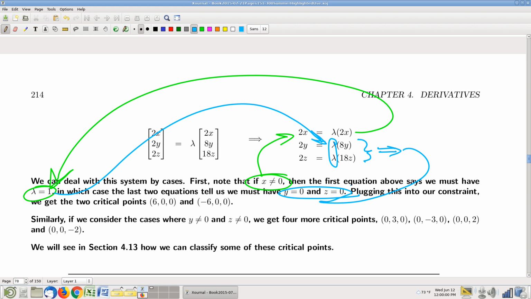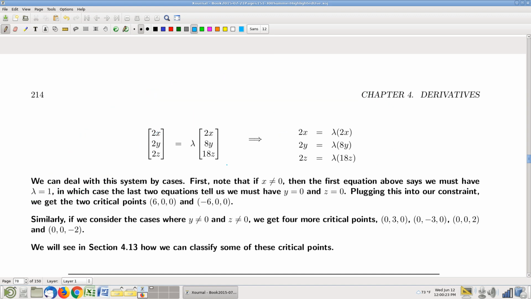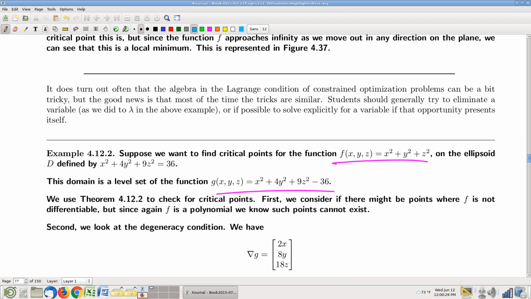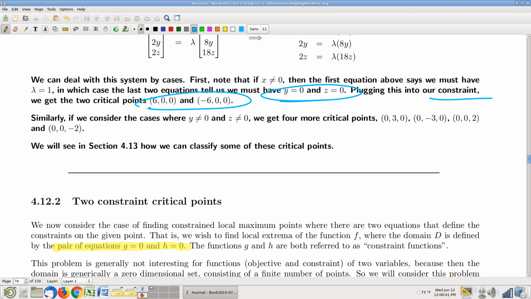Right? Am I moving this around too fast? I hope if x is not 0, cancel the x's. Lambda is 1. If lambda is 1, 2y is 8y. Y has got to be 0. 2z is 18z. Z has got to be 0. So if x is non-zero, y and z are 0. And take these, plug them into the constraint equation. If y and z are 0, then x has got to be plus or minus 6. Everybody see what happened there? Okay. So we get two critical points.